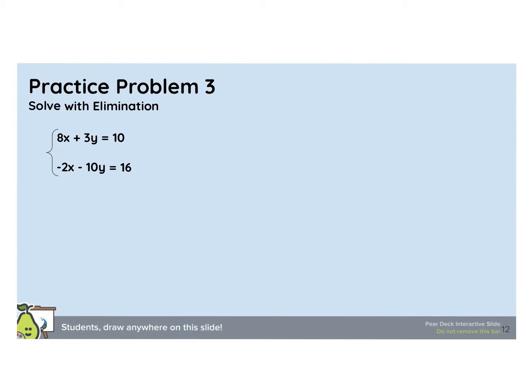All right, last practice problem. So looking at my x's, I have an 8 and a 2, and looking at my y's, I have a 3 and a 10. I can't multiply 3 by anything to get 10, but I can multiply 2 by 4 to get 8. So the second equation is going to be negative 8x minus 40y equals, what's 16 times 4? 64.